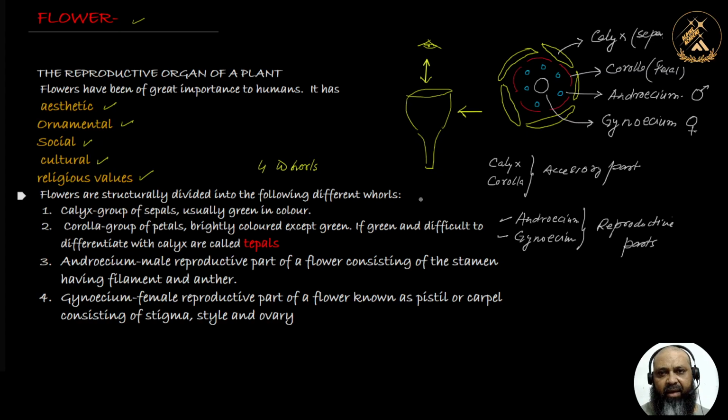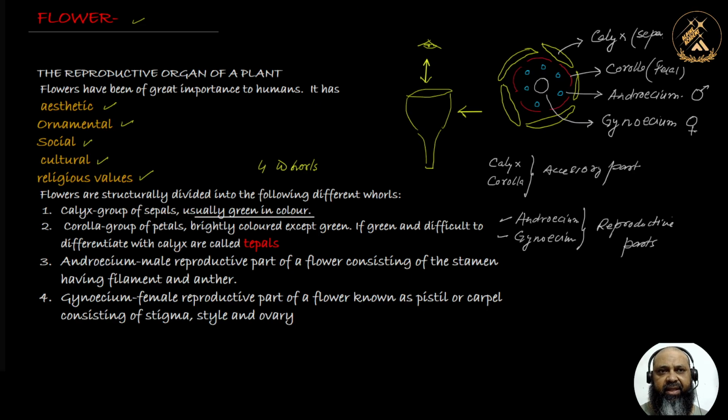Remember that corolla is most of the time colorful and calyx is green in color. Our calyx is a group of sepals. Usually they are green in color, as you can see over here. During the early stage of the flower, they keep the bud safe, everything inside. After maturity, that part will remain the smaller one and the whole flower will take a bigger structure. That is the reason they are already present over here.